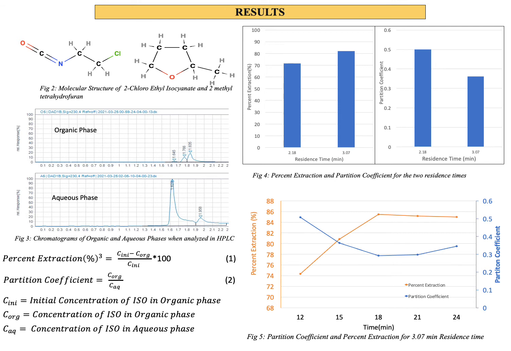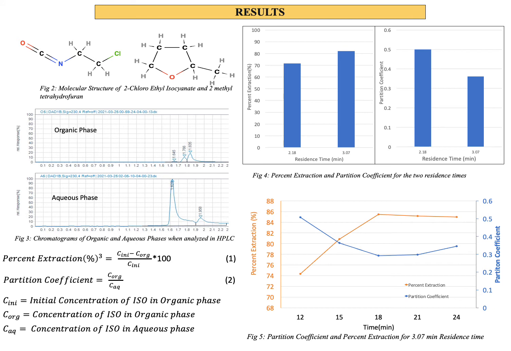The percent extraction was calculated by finding the difference between the concentration of 2-chloroethyl isocyanate pre-extraction and post-extraction, dividing by the initial concentration of the 2-chloroethyl isocyanate, and multiplying it by 100. The partition coefficient is defined as the ratio between the concentration of 2-chloroethyl isocyanate in the organic phase and the aqueous phase. We did the experiment for 2 different residence times, and the results are shown in Figure 4.